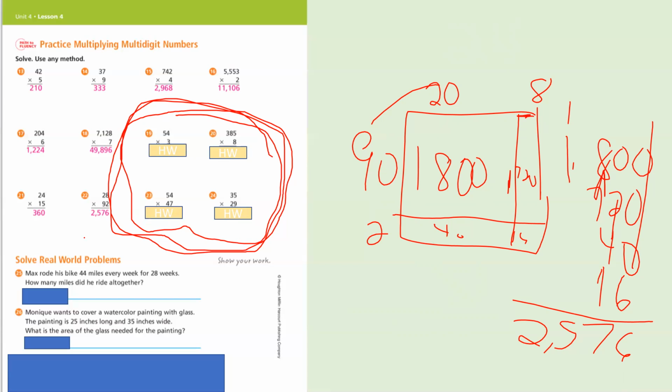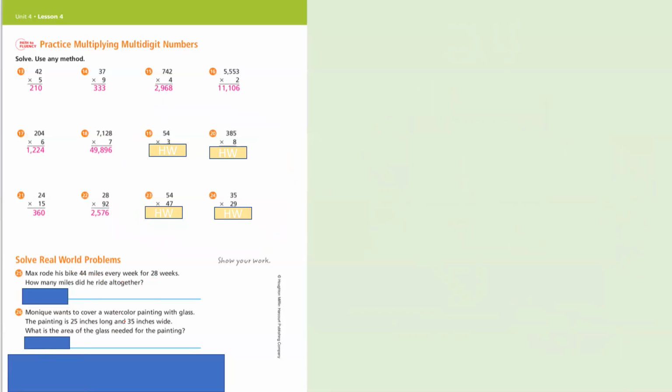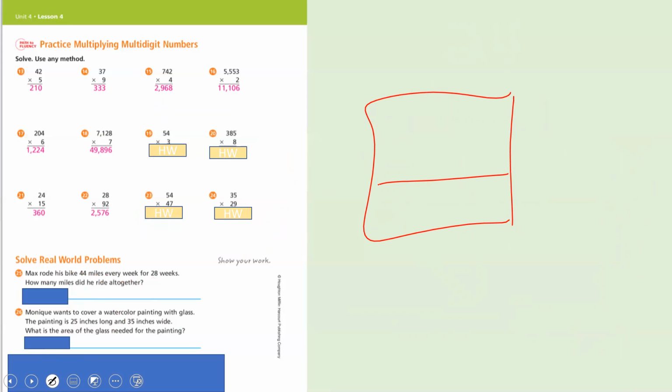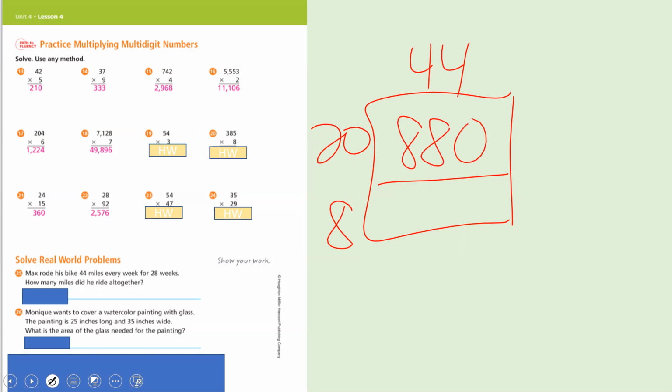Okay. And then down here we have Max rode his bike 44 miles every week for 28 weeks. So we just have to do 44 times 28 using any of the methods that we've learned. So 44 times 28, I'm going to use the method that we were working on today. Up here, I can put either 44 or 28. And then over here, I have to separate the other number. Okay, so 44 times 2 is 88. And then add my 0.